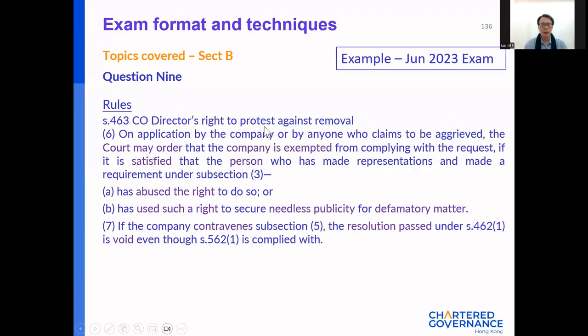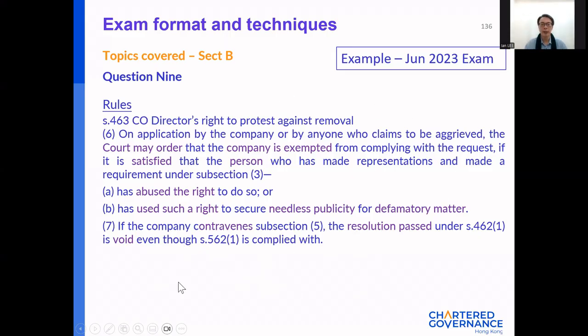Okay, so the director's right to protest against removal. On application by the company or anyone who claims to be aggrieved, so I guess the director to be removed, the court may order that the company is exempt from complying with the request if it is satisfied the person who has made a representation has abused the right to do so or used such right to secure needless publicity for a defamatory matter. So what is this talking about? This is talking about the director's right to make written representation and have it circulated to the members.